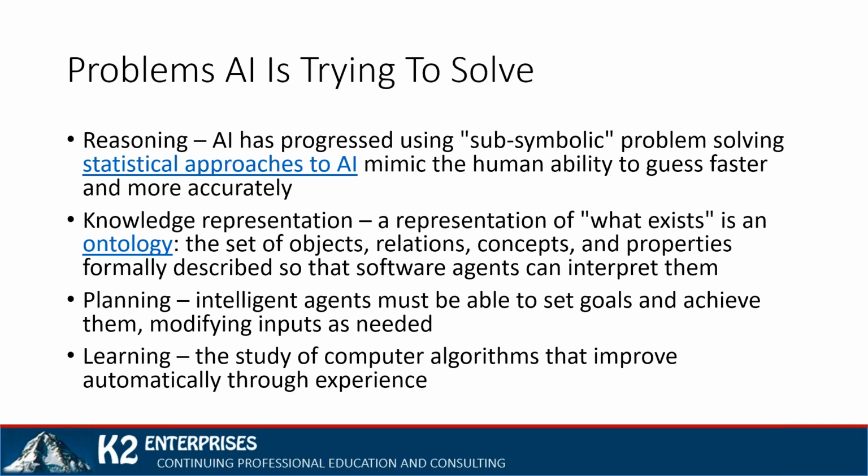If we look at some of the problems AI is trying to solve, we're trying to reason, so we're trying to be able to guess based on limited inputs. You're never going to have full information on anything, so being able to make the best decision you can based on the information you have is probably a good thing. Then there's knowledge representation, where we represent what exists: the set of objects, relationships, concepts, and properties, so the software agents can interpret the inputs.